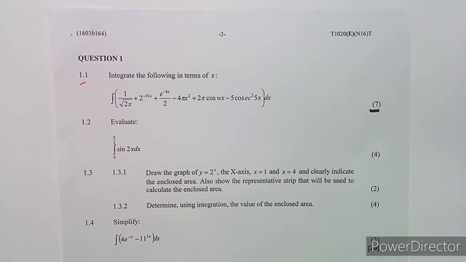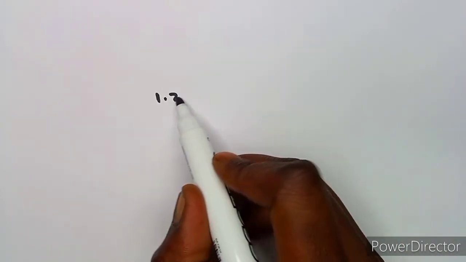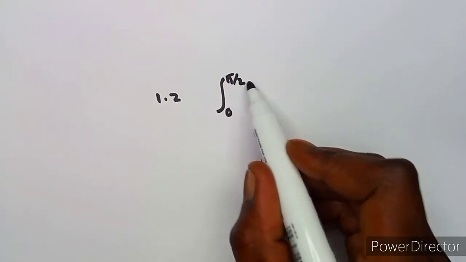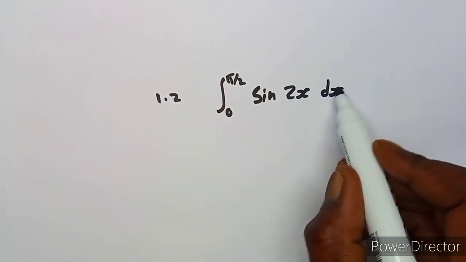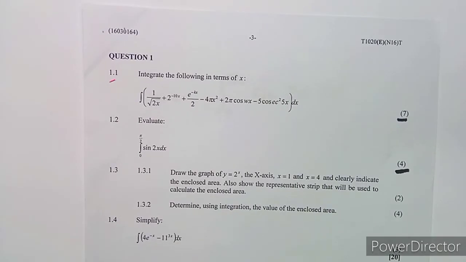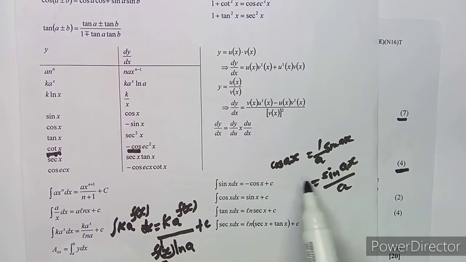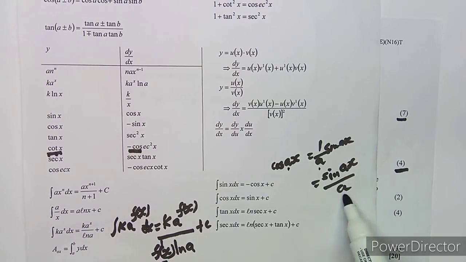So the other part is to evaluate the integral of whatever that you're given there, and it's 4 marks. So this is like this. We have got the integral of, we are given the limits 0 to pi over 2, and this is sine 2x dx like that. All right, so this is what we are given, guys. We are given the integral, and remember the integral of sine from your formula sheet is going to give you minus cos. But remember, when there is an a like this, it is going to be 1 over a, or whatever that you have over a.